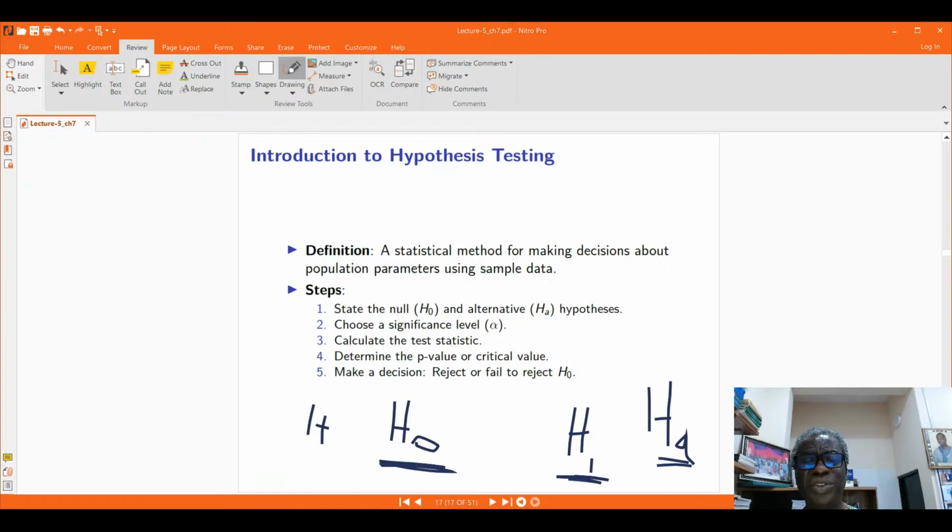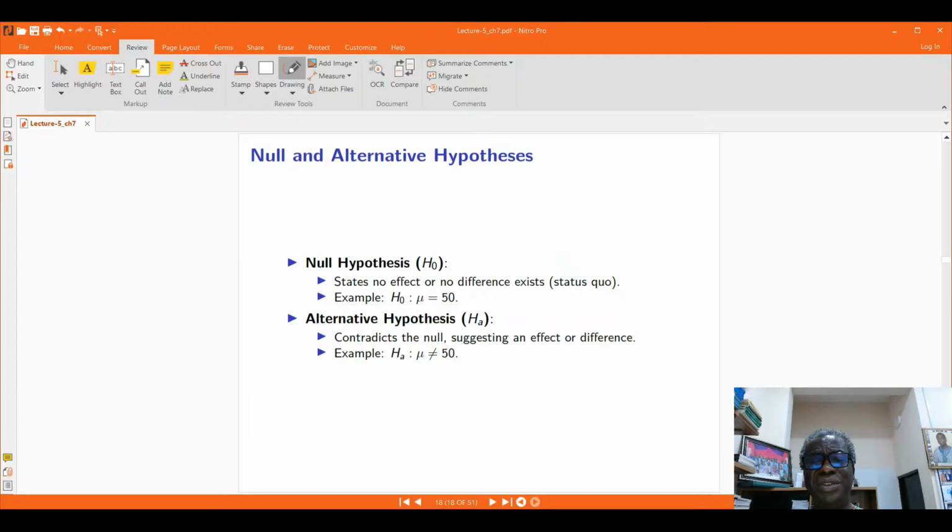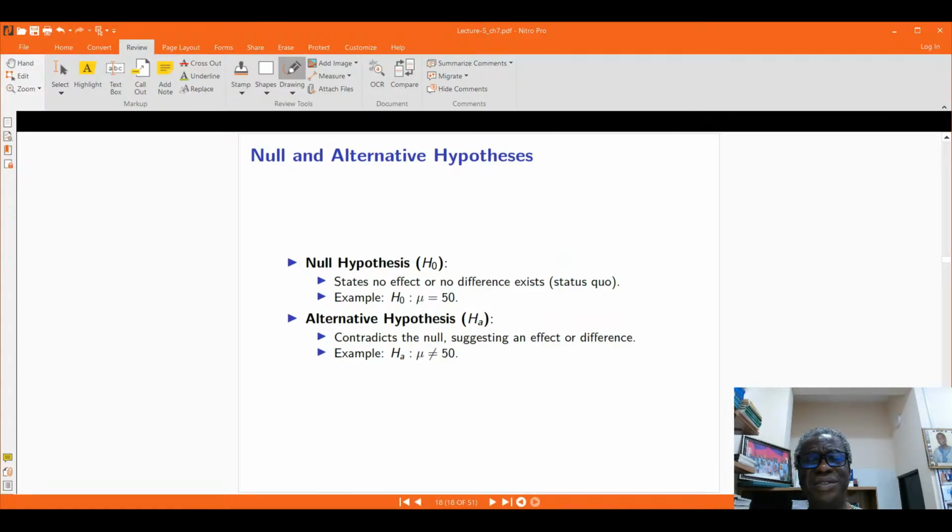So let's go into each of these steps and see how it works. Let's start with, is there any question? Let me check if there are questions. I cannot see any questions so far.